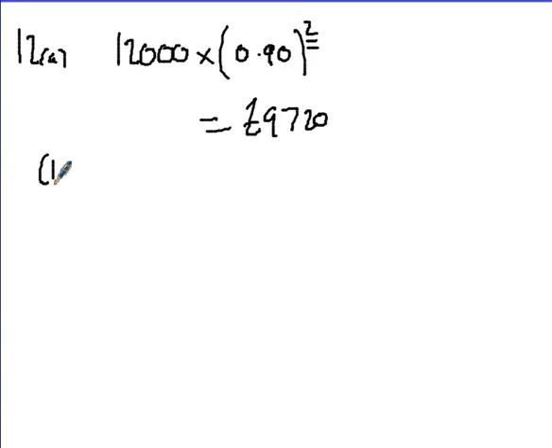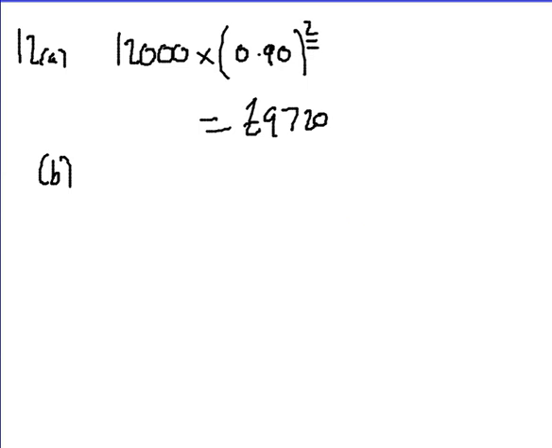B. Susie also bought a car 2 years ago. It depreciates by 10% each year. The car is now worth £8,100. Work out the original cost of Susie's car. So she bought 2 years ago. So what would you then do?